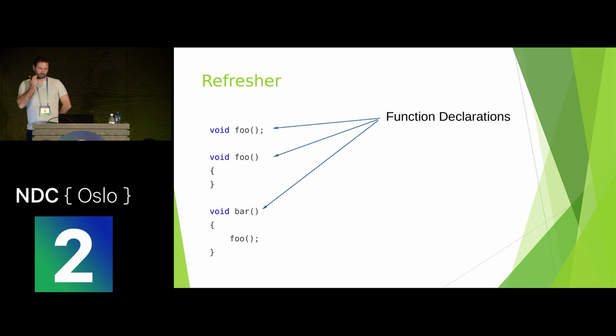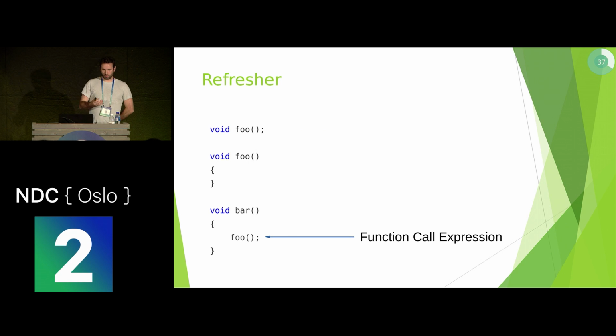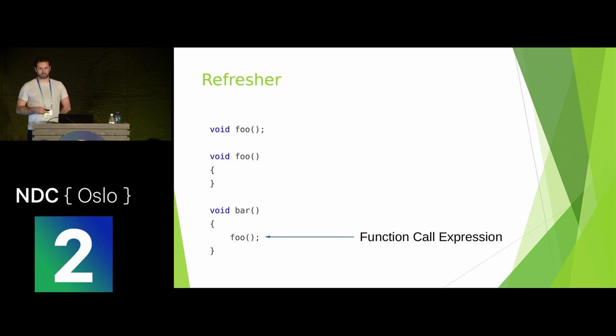Just a refresher, because I'm saying a few of these words multiple times. I'm pointing at the function declarations on this slide. Foo has two function declarations here. The second one is also a definition because it has a body. And bar is also a function declaration. And the call to foo, Clang calls that a function call expression. So that'll be represented as a call expression in how Clang models your code.